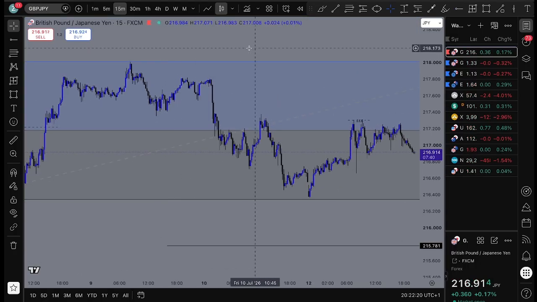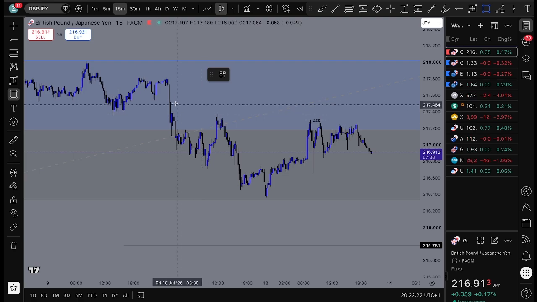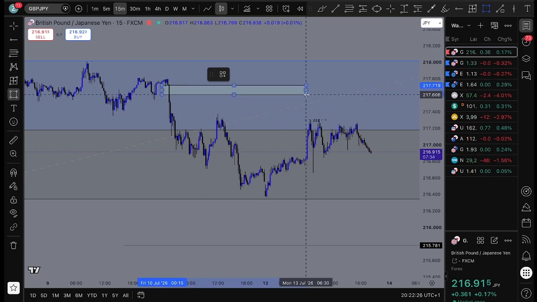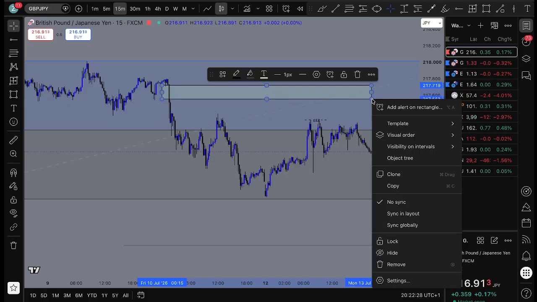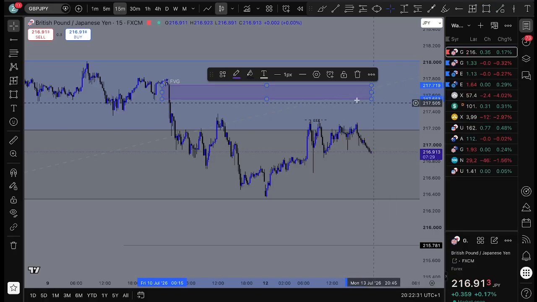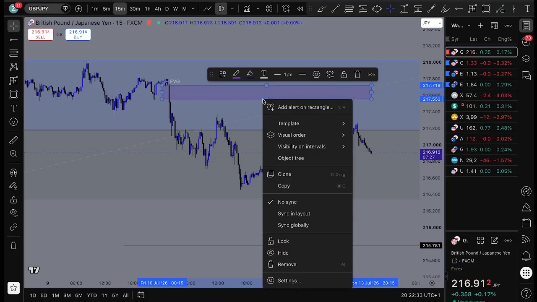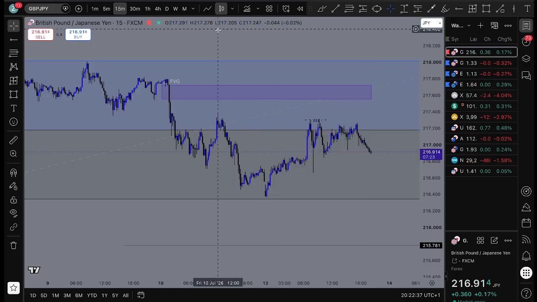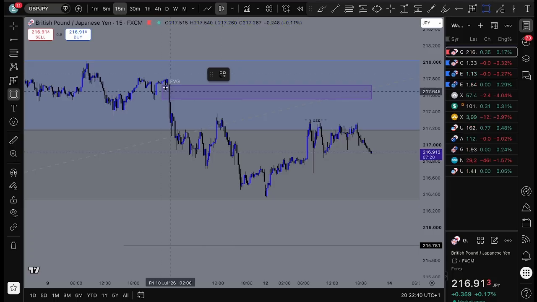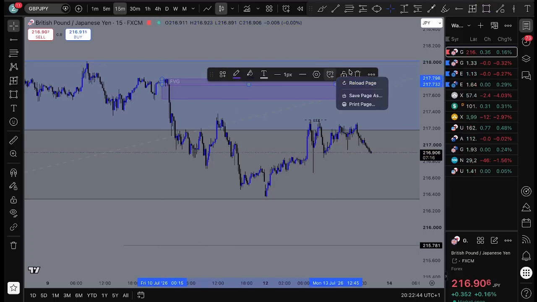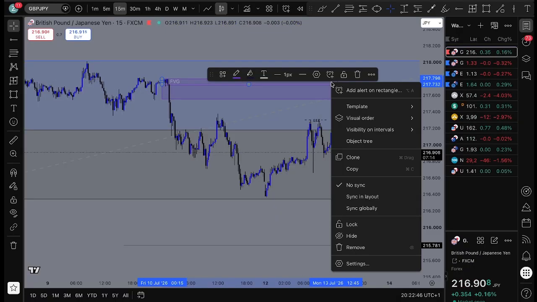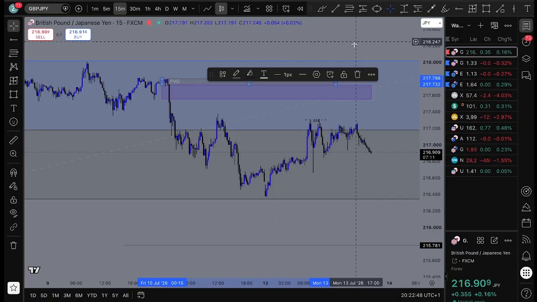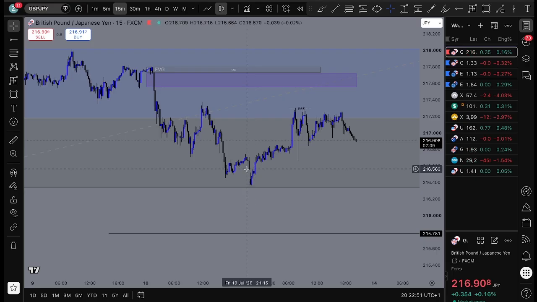So to be honest with you, we'll probably wait for another breakthrough, a 15-minute, but okay, right, we'll leave it at that. Got an order block here. Simple as this.